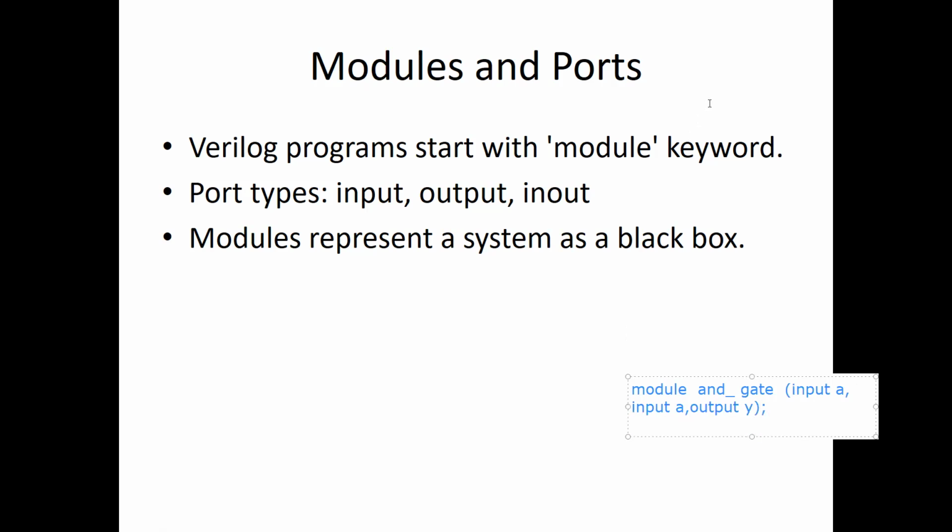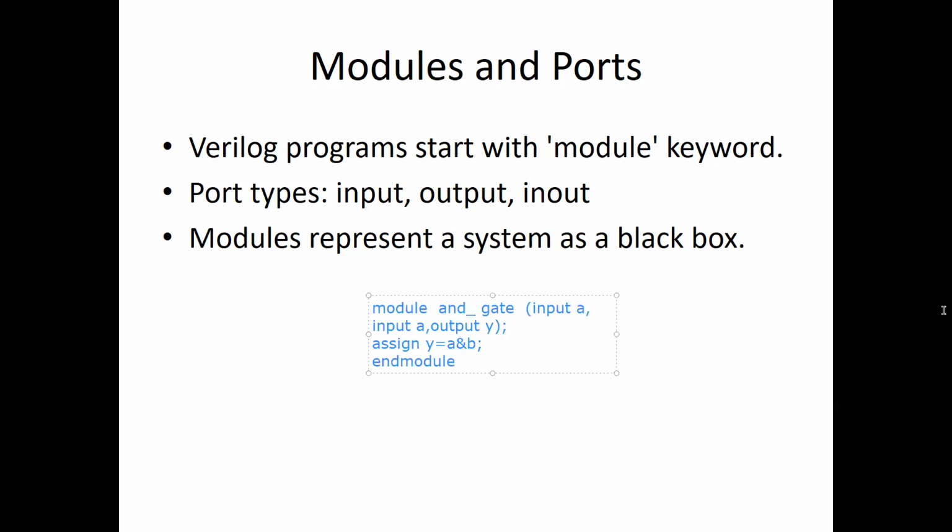Now, what is the logic for an AND gate? A and B. So we can write assign Y equals A and B. When we start with a module name, it always ends with the endmodule keyword. So, endmodule. This is a simple example of how we can write the Verilog code for an AND gate.